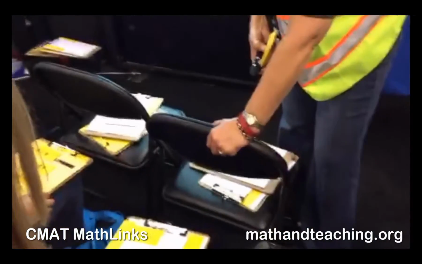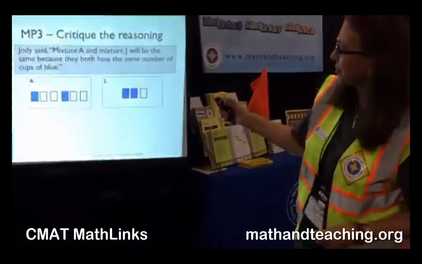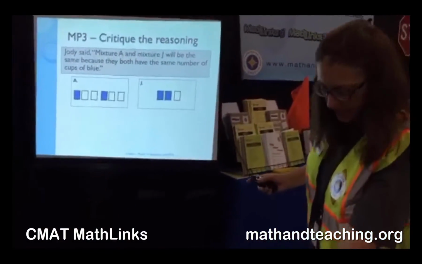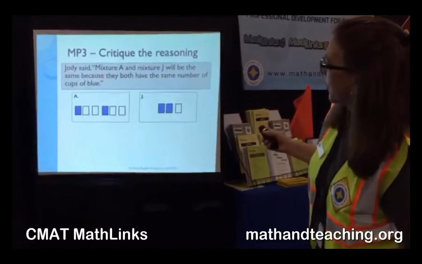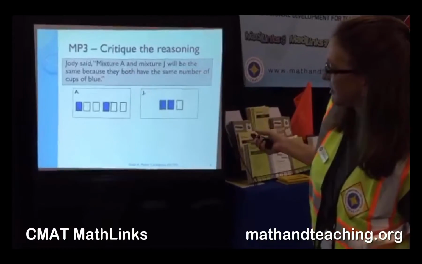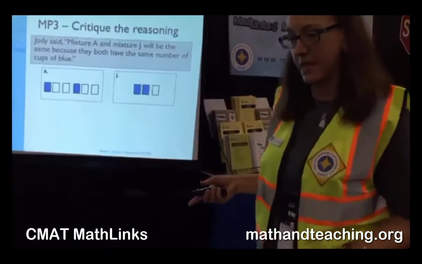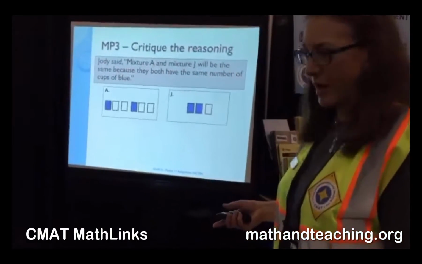About the grade? Okay, so let's see what we have here. So Jody says that mixture A, which you have on the top, both of you, right? And mixture J, which is supposed to be G, will be the same because they both have the same number of blue. So what's the error in Jody's thinking? There's less white in the J. Right, because we have to look at the white, right?